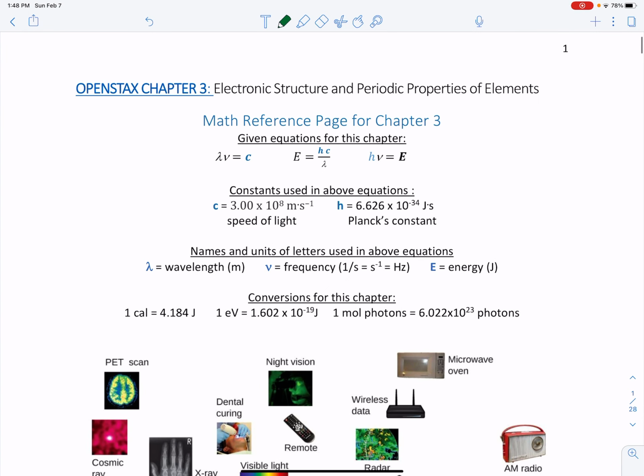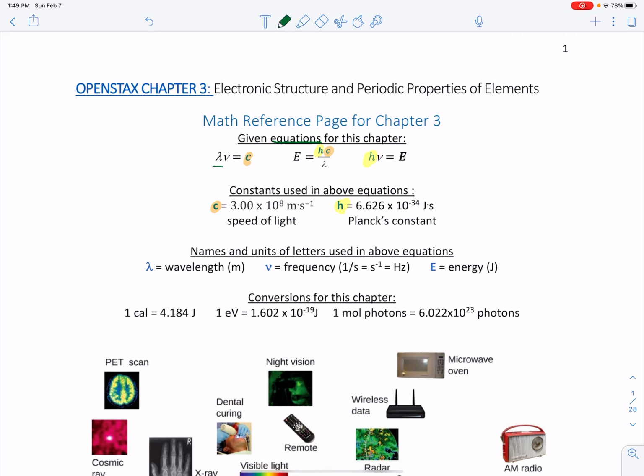Notice you have equations in the very top section. You will need to know all these equations. The highlighted colors are constants that you will need to know because you will use them over and over. So that constant c is the speed of light. It goes into two different equations. And then also this h is in two equations, right, like that.